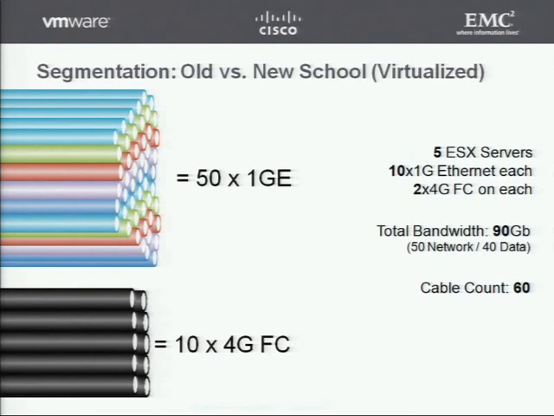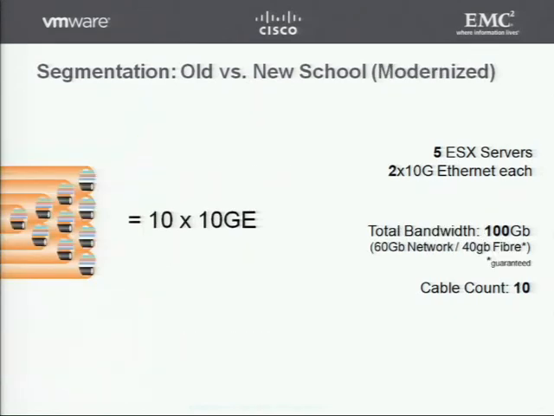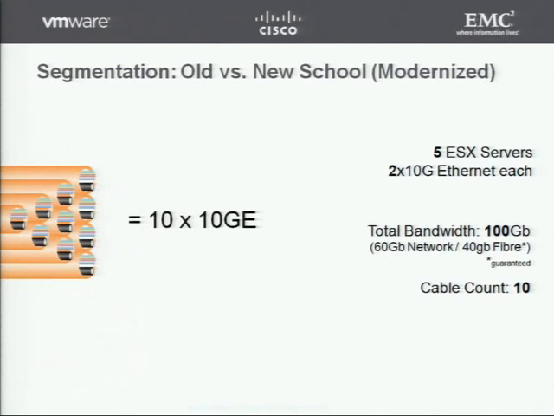So I'm completely virtualized. If I take this right here and I go to a unified fabric, what does it look like? It looks like that. I get down to 2 10G links running FCoE for each one of those 5 servers. My bandwidth actually goes up a bit. Now, with Fiber Channel, the fiber is actually guaranteed, and my cable count goes to 10. Now, take this illustration and think about that in terms of 1,000 servers.